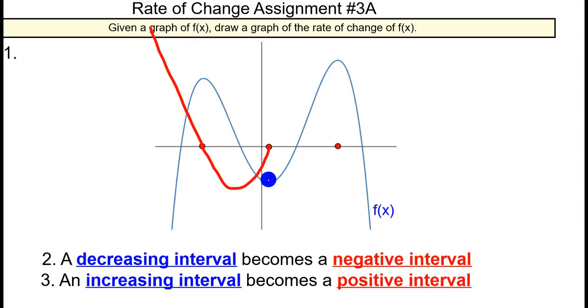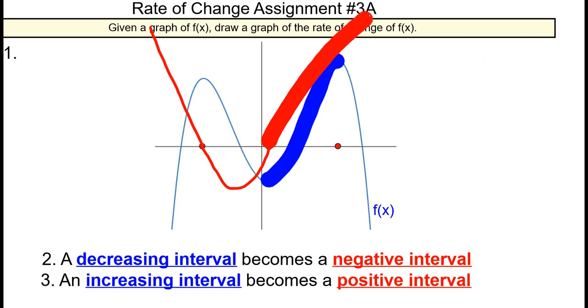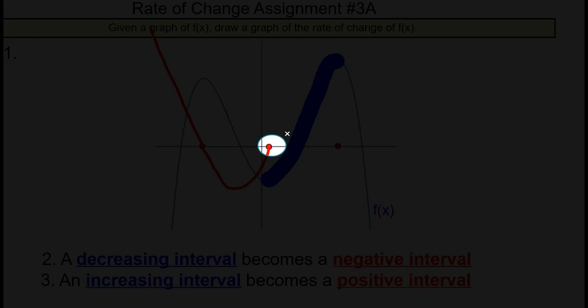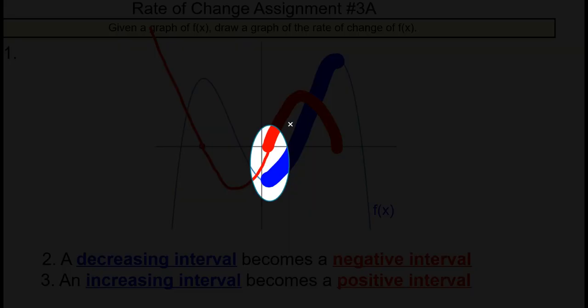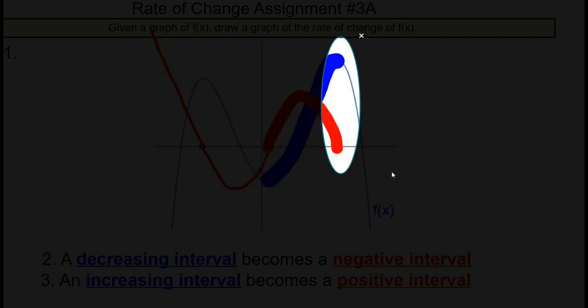Let's go back to rule 3, which says an increasing interval on f of x becomes a positive interval on the rate of change function, but this interval must begin with an x-intercept and end with an x-intercept. So the rate of change function will come up to a maximum and return to the x-axis. Both intervals begin with the same x-coordinate and end with the same x-coordinate.